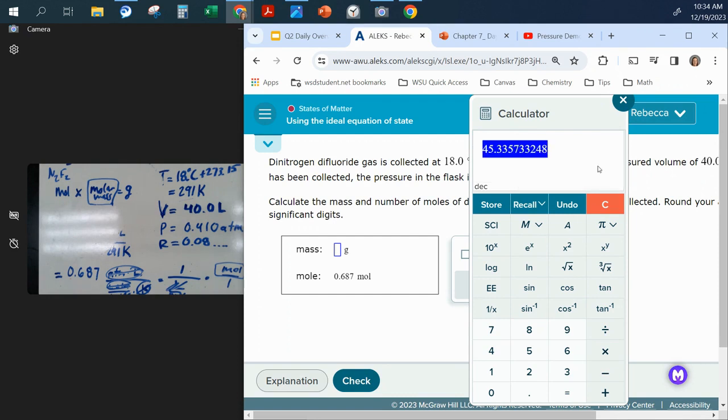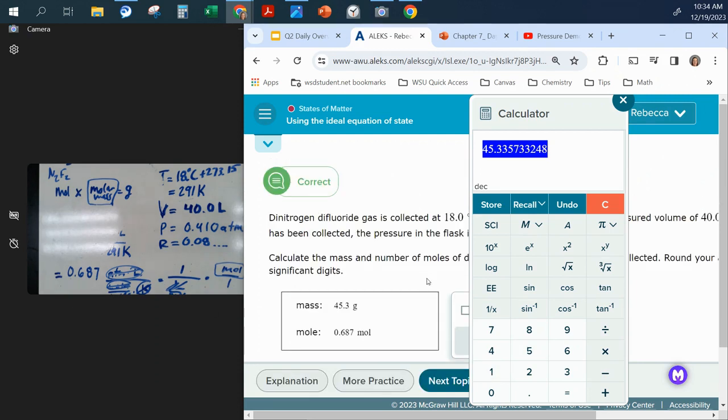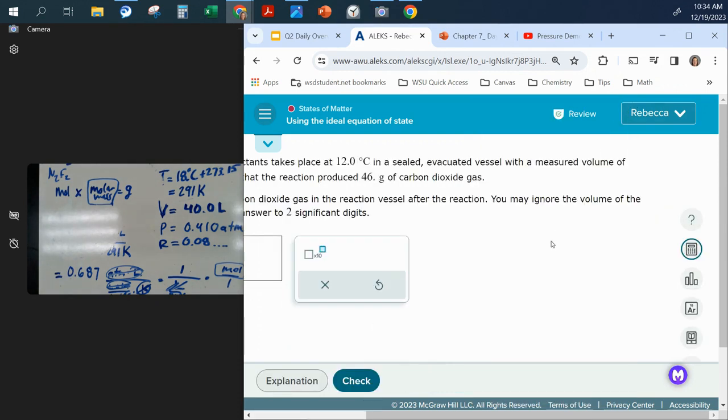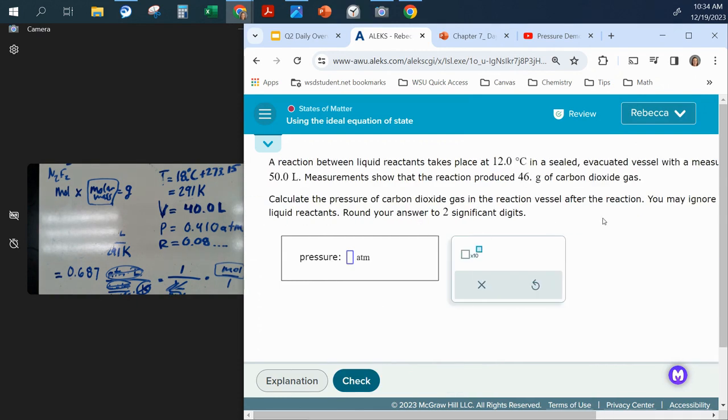So my mass is 45.3 grams. 45.3. Okay, questions on that one? Okay, there are at least 3 different versions of this question. So, do you want to go over another one? Okay. There's one that's super hard, and the rest are not so bad.